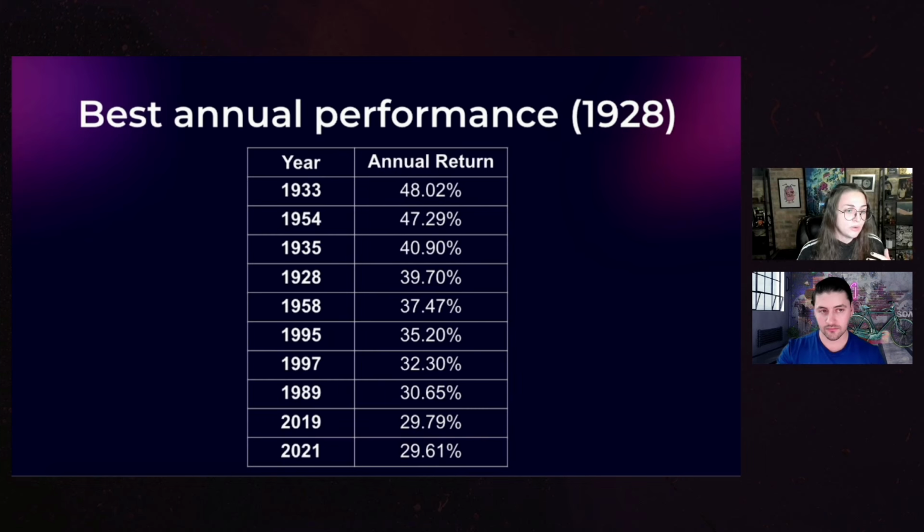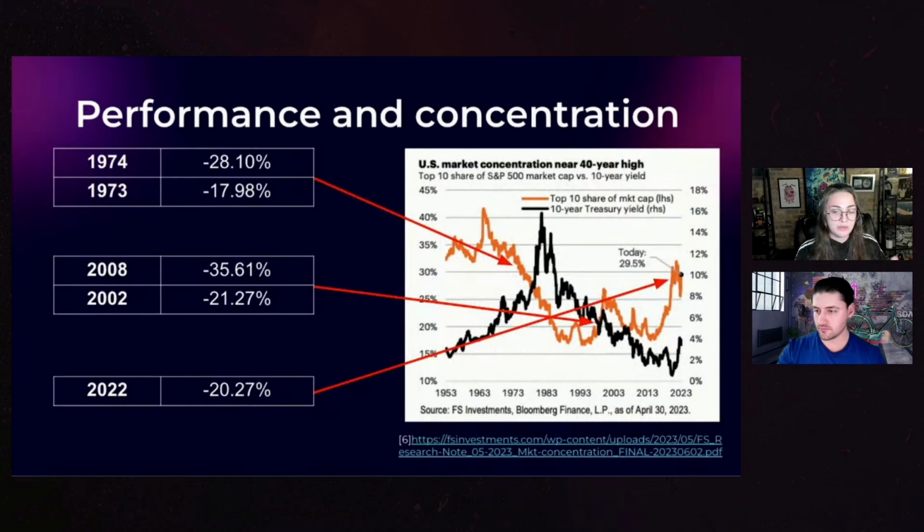And so what I wanted to look at was, okay, when we look at the best and worst performing years, you can see they actually happen at several different degrees of market concentration in the S&P 500. So for instance, when you have 1974 and 1975, the S&P 500 was about as concentrated as it is now. But then you have 2008 and 2002, when the market was much less concentrated than it is now. And then you have 2022, when it's about as concentrated as it is now.